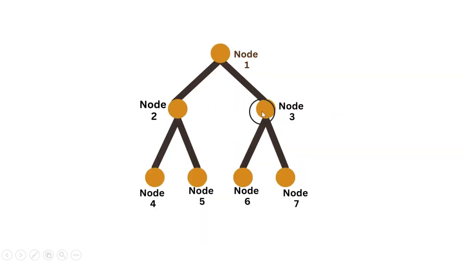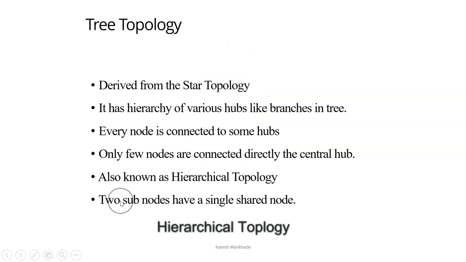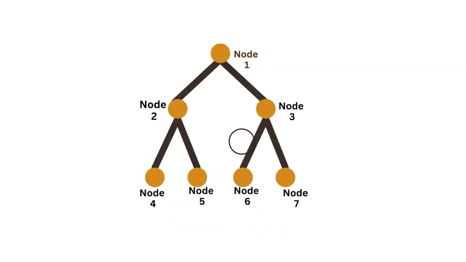Here you can see only a few nodes, like node 2 and node 3 in this diagram, are directly connected to node 1, that is the root node. Because of this type of structure, tree topology is also known as hierarchical topology. Here in tree topology we can say two subnodes have a single shared node. You can see in the diagram that node 4 and node 5 have shared node 2, node 6 and node 7 have shared node 3. In the next layer, node 2 and node 3 have shared node 1.